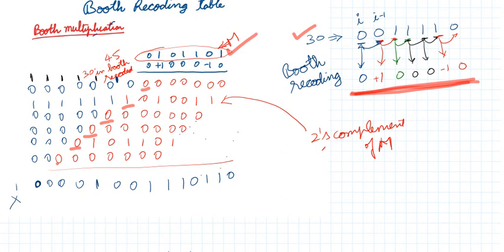So the final answer is we are getting, one second, some mistake we have made. Let me check. So 7 zeros we have here. We have 7 zeros. Okay.